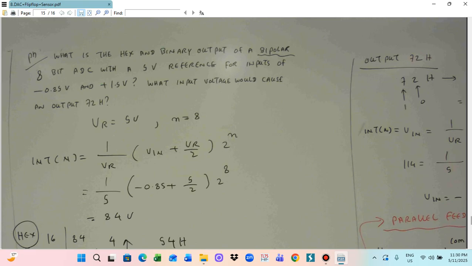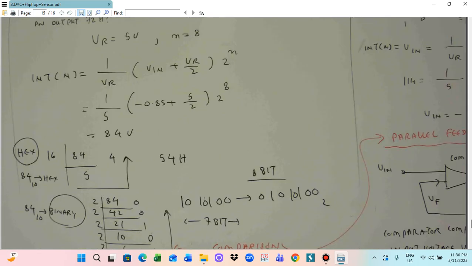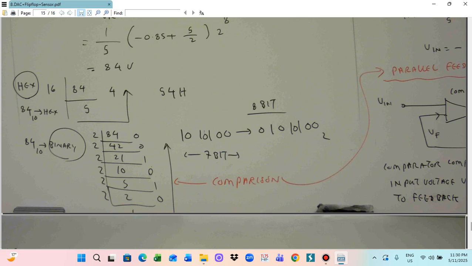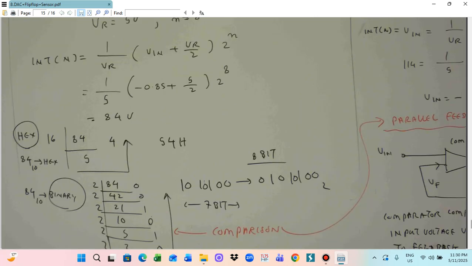And then after that, we have to calculate the hexadecimal conversion. So 84 divided by 16, so 548. And for the binary, the 84 is converted to binary. So you got 1010100. So that will be the binary system. In this case, that will be 01010100, which is 8 bits.